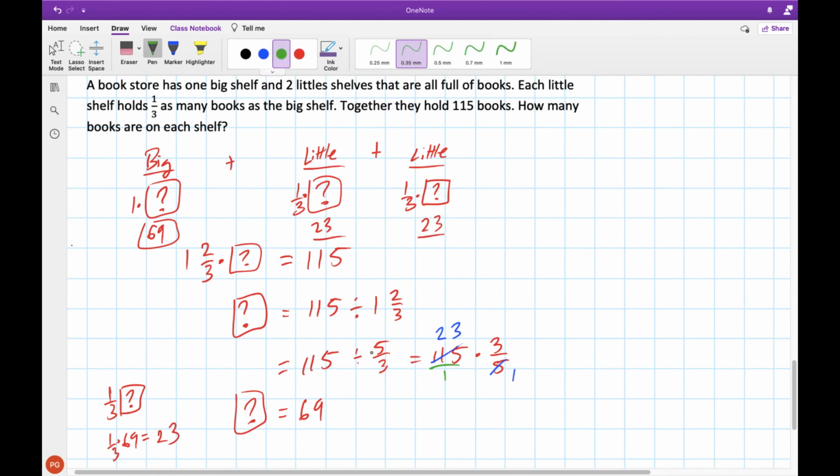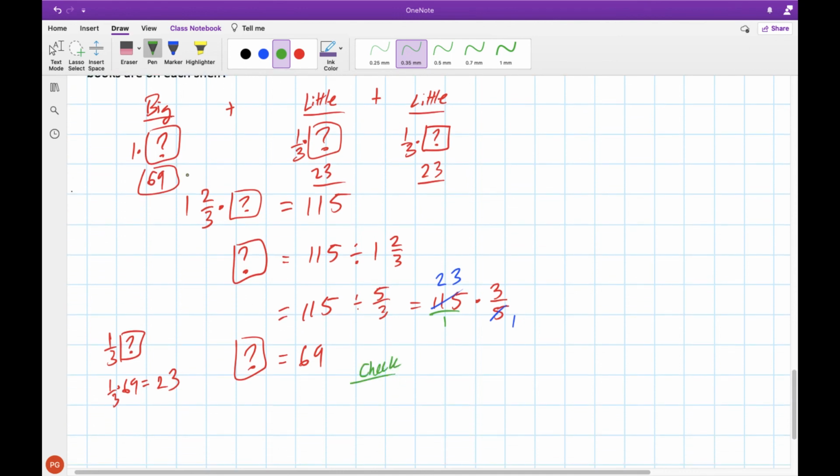And we can actually check our answer at the very end just to make sure that it makes sense. So if we say that there's 69 books here and then 23 on these two, let's just quickly add together 69 plus 23 plus 23. We'll get 92 plus 23, which gives us 115. So we can be confident that we got the right answer.